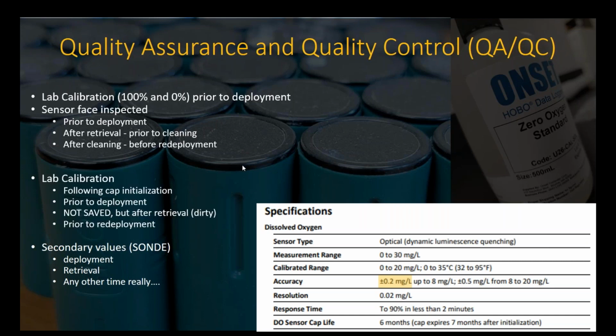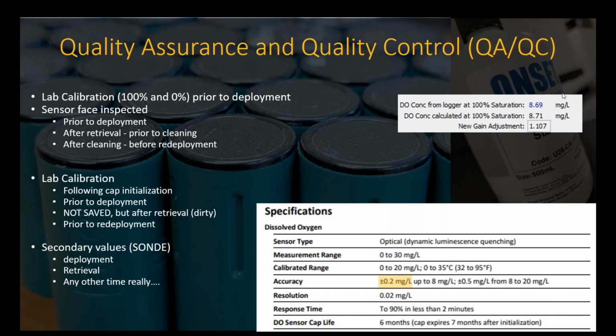And then we use the lab calibration function. So I know Onset has the field calibration. We use that also, but we primarily use the lab calibration even in the field. We do this following the cap initialization, immediately prior to deployments. And then we don't save the calibration, but we put the boot back on, let it come to equilibrium immediately after retrieval when the sensor face is still dirty.